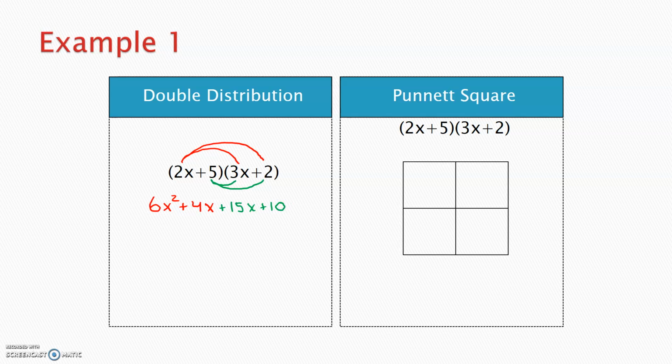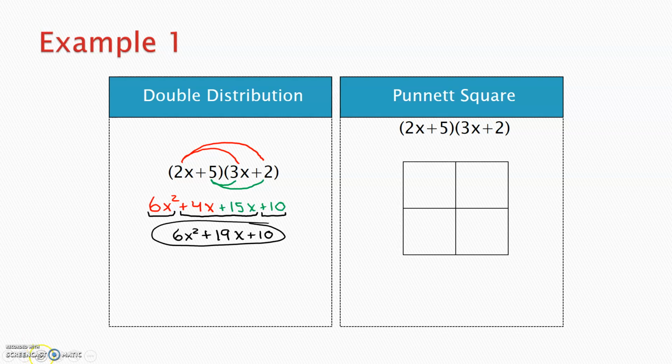But now when you're doing binomial by binomial, you always have to ask yourself, is there something I can combine? And there actually is. These two like terms in the middle, those are both x's. I can't combine an x with x to the second. That's completely different. But 4x and 15x, if I combine those, that gives me positive 19x. What about the 10? Just bring it down. There's no other like terms. And the 6x squared, no other x squares, so we just bring it down. No other like terms. That is going to be our final answer. That's how we multiply a binomial by a binomial using double distribution.